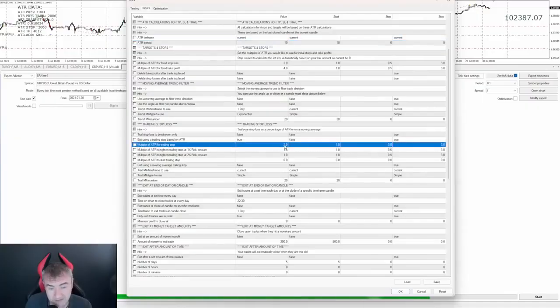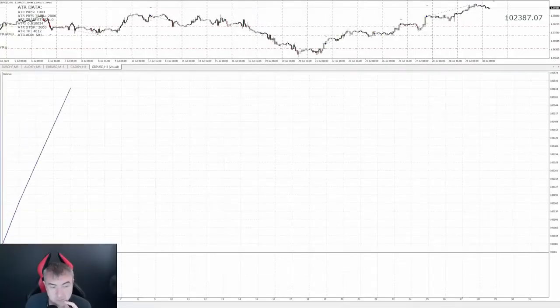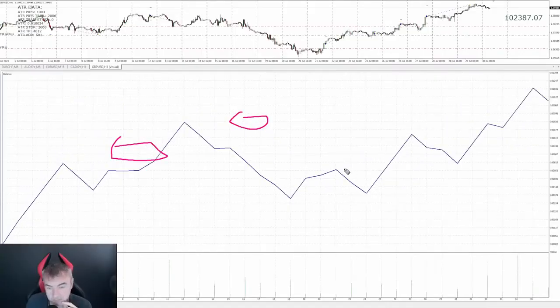So it's a case of testing the trailers, really. If we just use a 2 ATR trailing stop on the current time frame to start with, and see what impact that has on the equity curve, hopefully it will smooth out those big jaggedy losses. There we go. So that is a trailing stop.